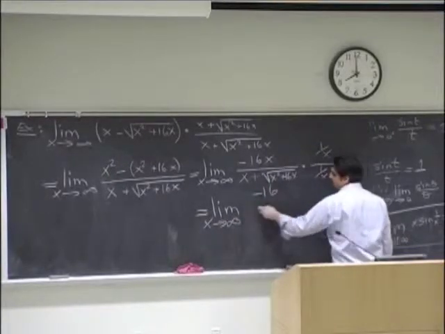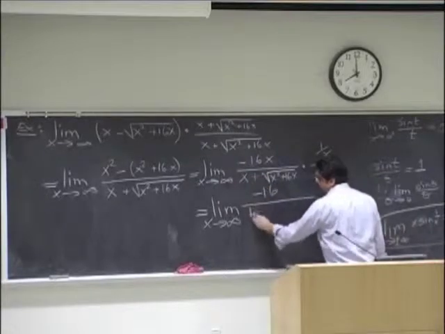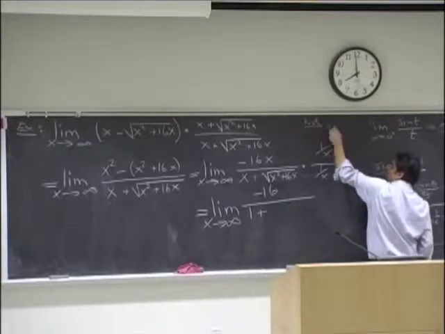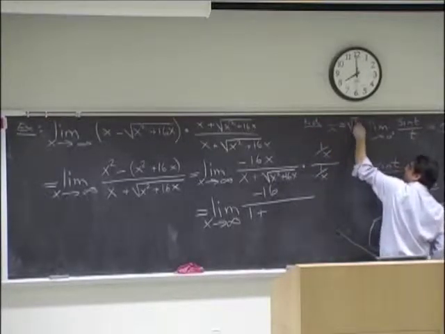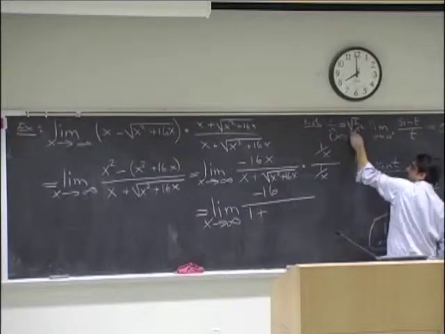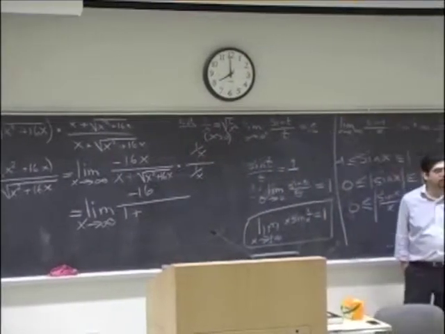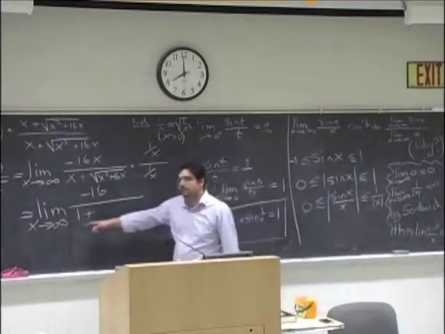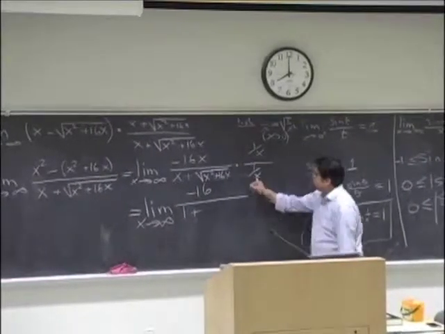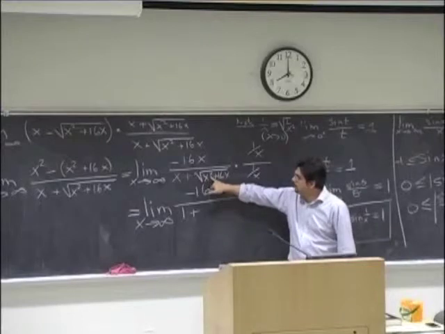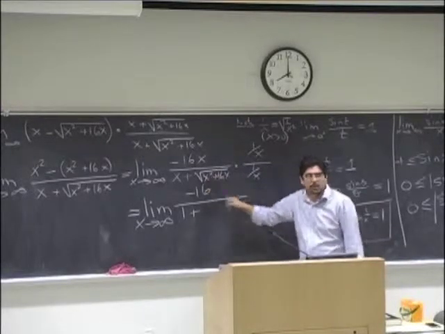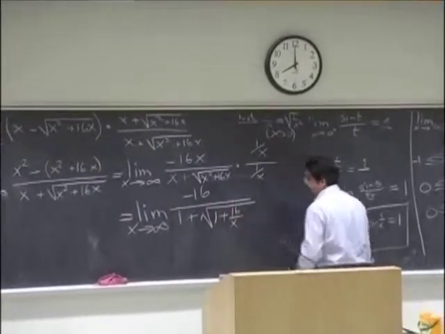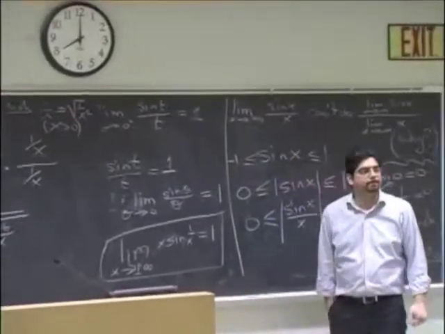So negative 16 over 1 plus. Now, let me make a note here. 1 over x is the square root of 1 over x squared. And x is positive. Right? 1 over x and square root of 1 over x squared is the same thing if x is positive. And it certainly is when x is going to infinity. So when I want to multiply by 1 over x inside the radical, I can multiply by 1 over x squared. Okay, that's the equivalence. It's 1 plus 16 over x. Is that clear? Okay.